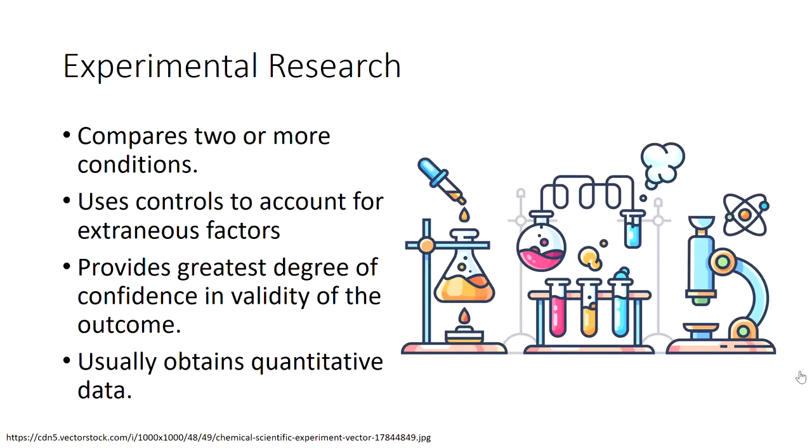And then we have experimental research. So this compares 2 or more conditions, and it uses controls to account for extraneous factors, and then it provides the greatest degree of confidence in the validity of the outcome, and it usually obtains quantitative data. So with this type of research, because you're controlling and manipulating the variables, you have the greatest idea that the independent variable affects the dependent variable, and it's not some extraneous variable that wasn't accounted for, because you're setting up the situation.